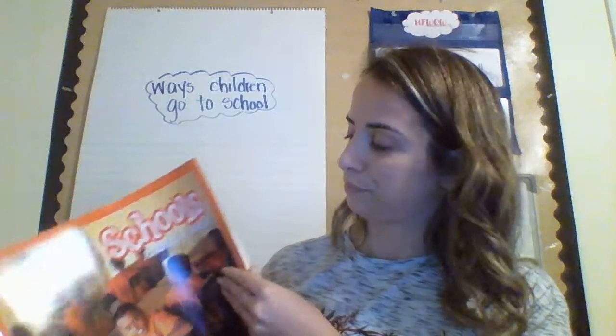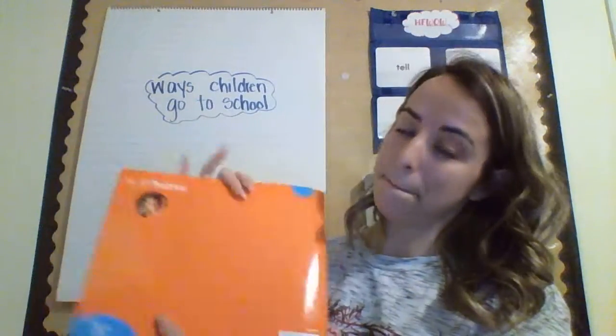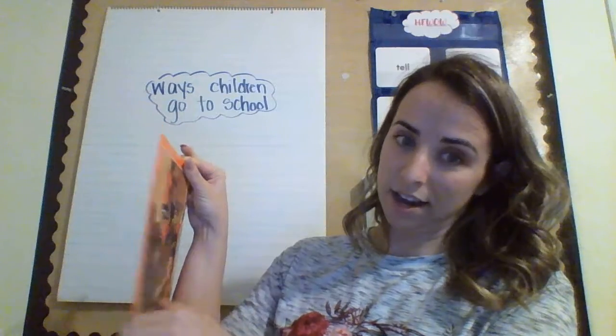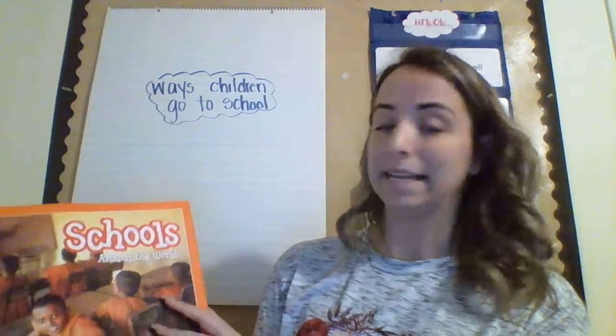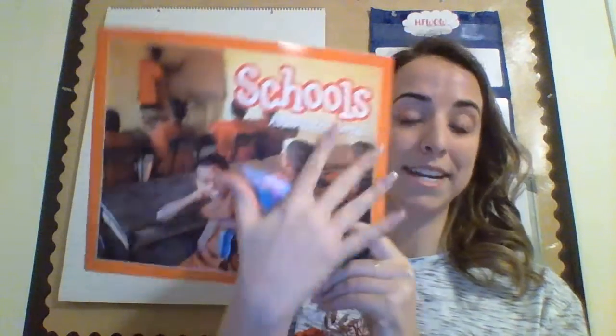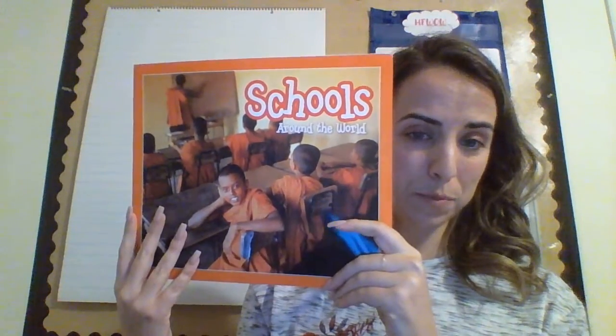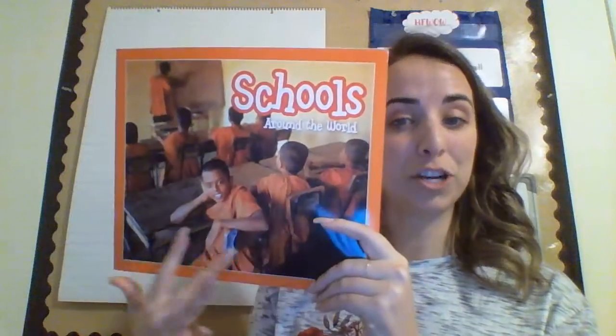So here we go. Front cover, back cover, spine. Good job. Our title is Schools Around the World, and it is by Claire Lewis. She is the author of our book. The author writes the words. And who remembers what kind of text this is? It is an informational text. Good job. Awesome. Yesterday we thought a lot about all the text features that were in this book.